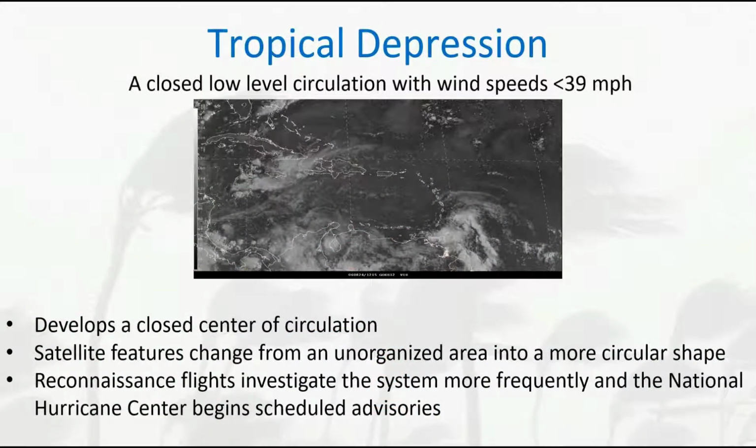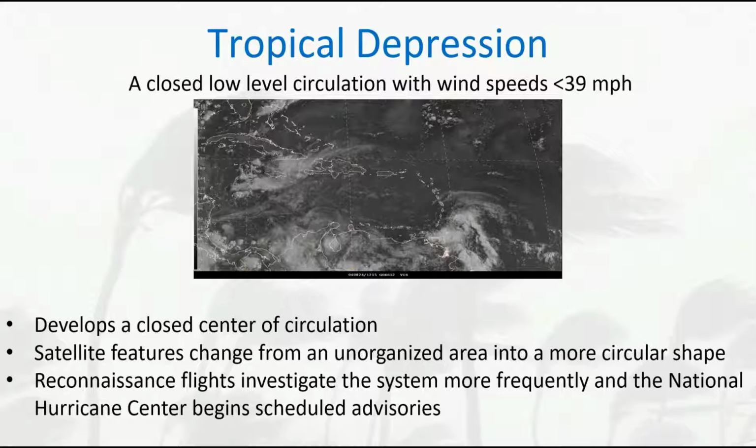So a tropical depression, once again, will form when an area of thunderstorms develops a closed center of circulation and becomes more organized with a circular shape. At this point, the hurricane hunters will start to fly missions into the system, which are known as reconnaissance flights. And these hurricane hunters fly into the hurricane for hours at a time to gather data for the National Hurricane Center.